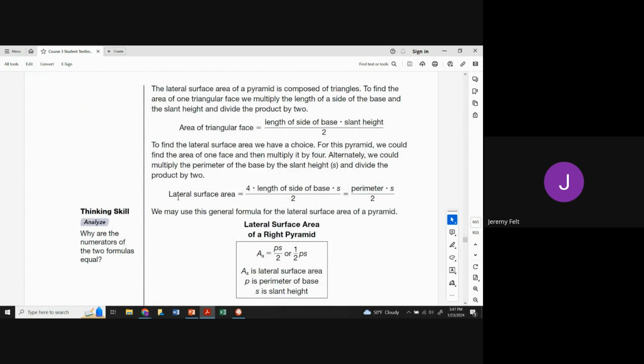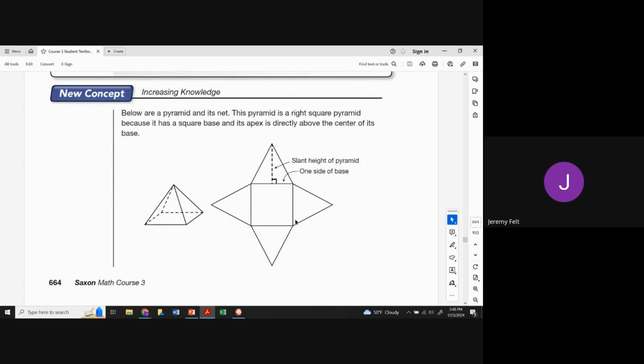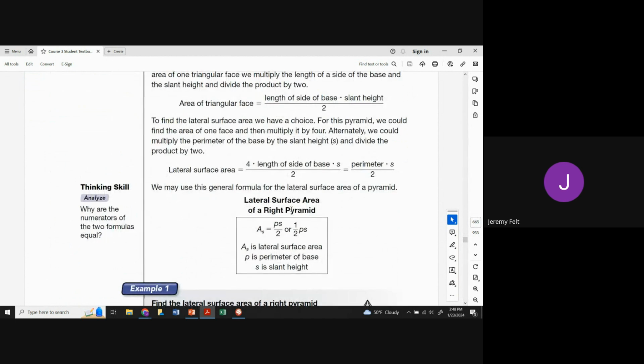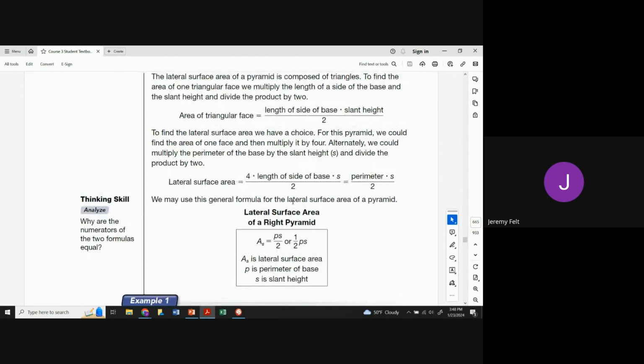The lateral surface area of a pyramid is composed of triangles. To find the area of one triangular face, we multiply the length of a side, a base, by the slant height divided by 2. It looks very confusing, but we've done area of a triangle since the beginning of the year: base times height divided by 2. So that's where we get it.